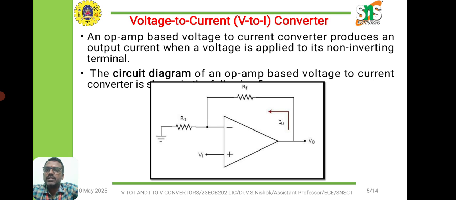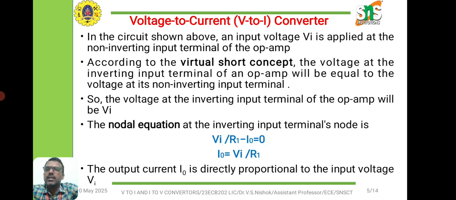Here, if we see the circuit diagram, we are connecting the voltage signal to the non-inverting terminal of the operational amplifier and the output is obtained as the current signal. So how is this possible? We can see it now. According to the virtual short concept, the voltage connected to the non-inverting terminal will be equal to the voltage at the inverting terminal.